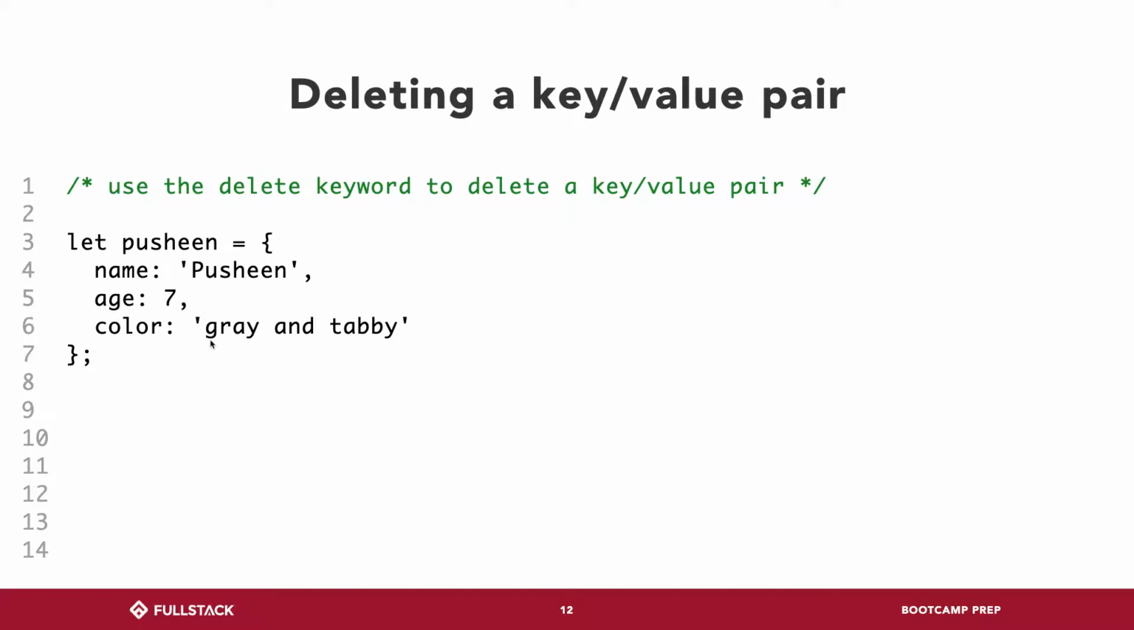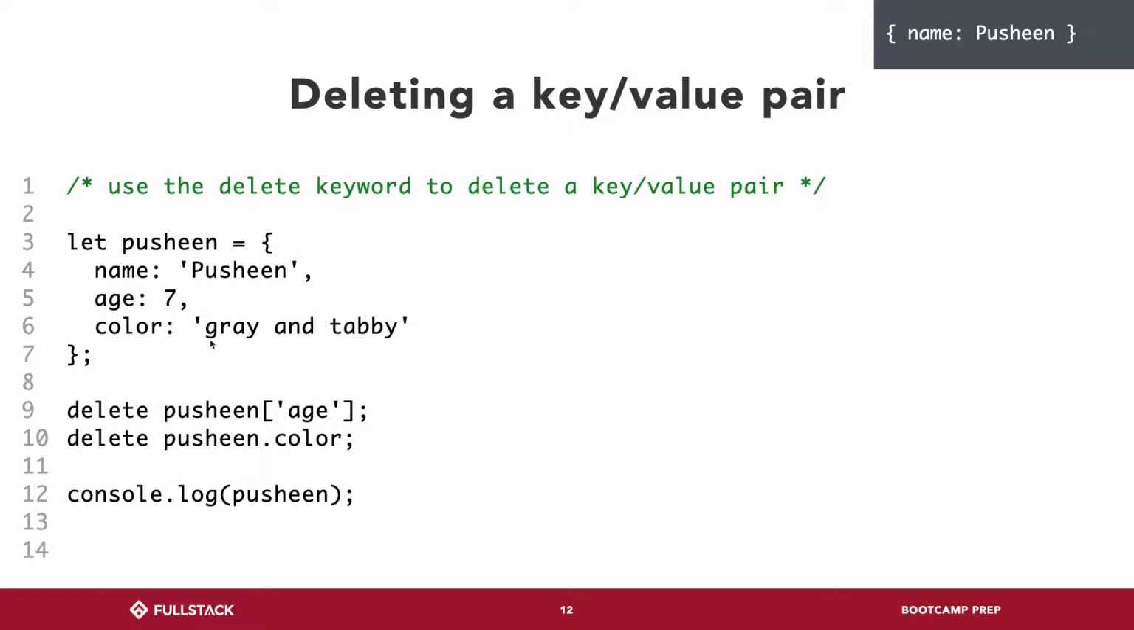Deleting. I showed you this briefly. You could just use the delete keyword to delete a key value pair. You just do delete pusheen at age, delete pusheen at color. They're not there anymore. It's very straightforward. Delete object at key, and the key value pair is gone. Bada bing, bada boom. Any questions on the delete keyword?